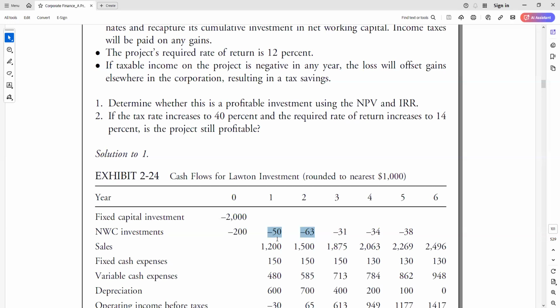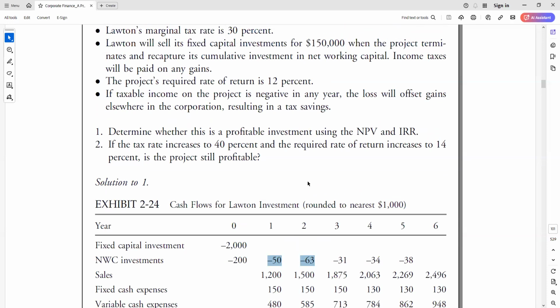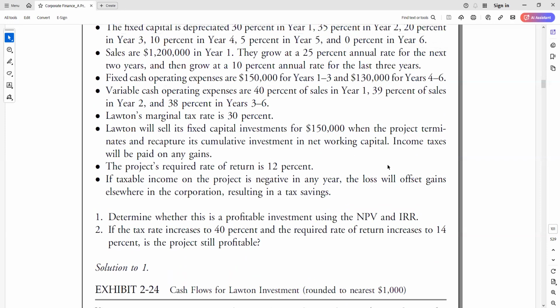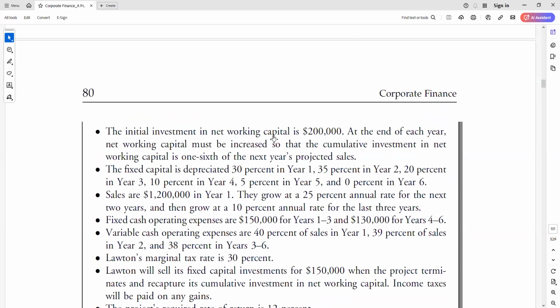I had already asked this question in the exam, similar to this: how to calculate the net working capital investment in increasing order with a cumulative approach. Like every year you invest something. So it's a very good question.